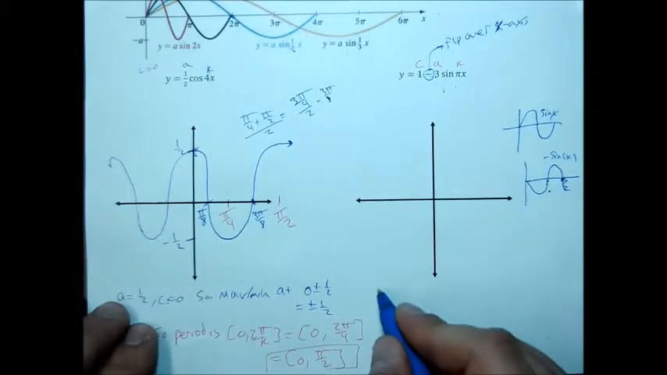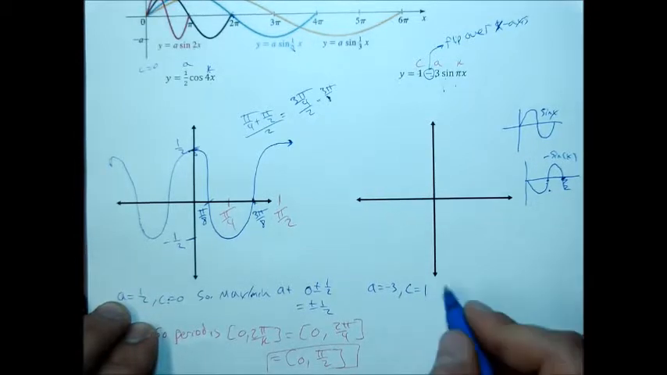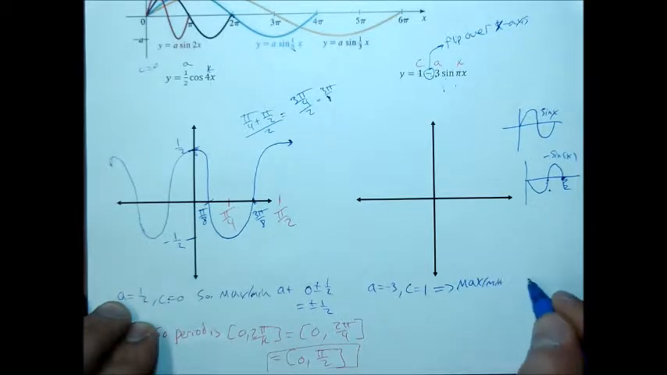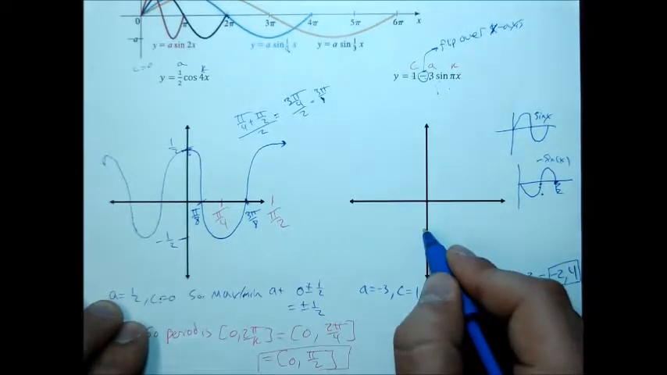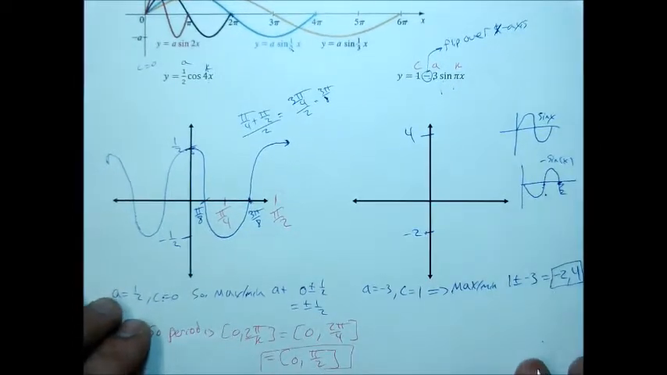Okay, so in this problem, our a is minus 3, and our c is 1, and so we use the max slash min formula: c plus or minus a, so 1 plus or minus negative 3. And so that's going to be 1 minus 3 is negative 2, and then 1 plus 3 is 4. So our min is minus 2 and our max is 4. Our min's going to be down here at minus 2, and our max will be up there at 4.